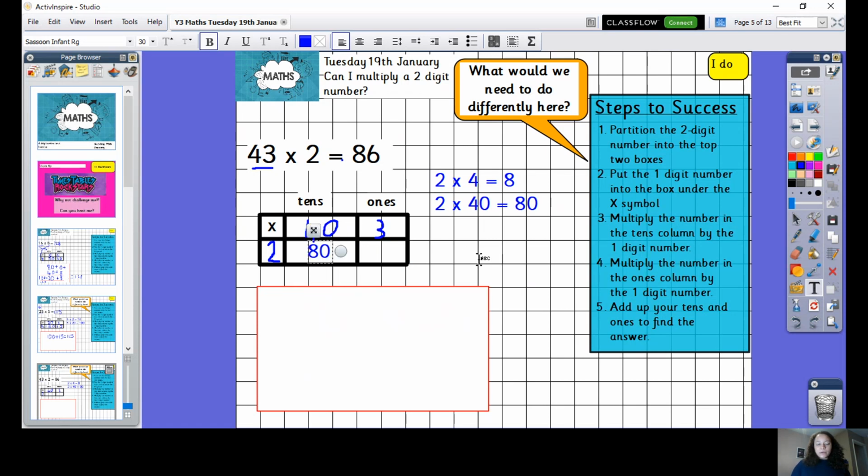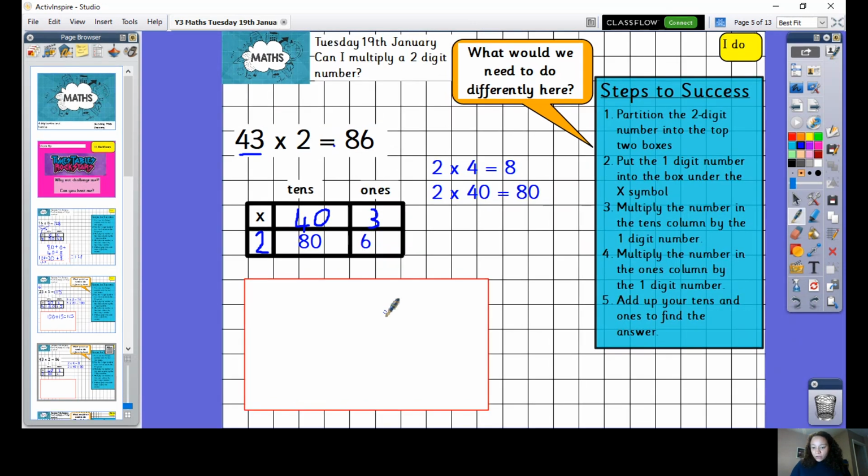Okay, and now I'm back on track with my steps to success again. So now I'm doing 2 times 3. And I know that 2 lots of 3 will give me 6. So I can put that one in the box there too. Now, I'm back on step 5. So this one I'm adding it up. So I've ended up with 80 plus 6.